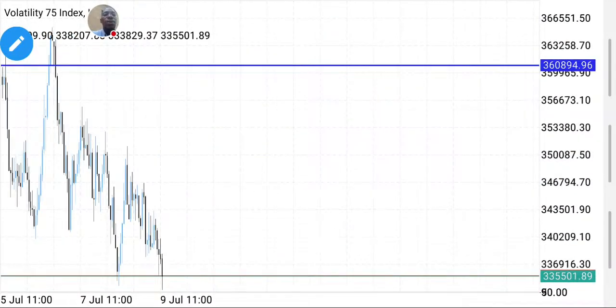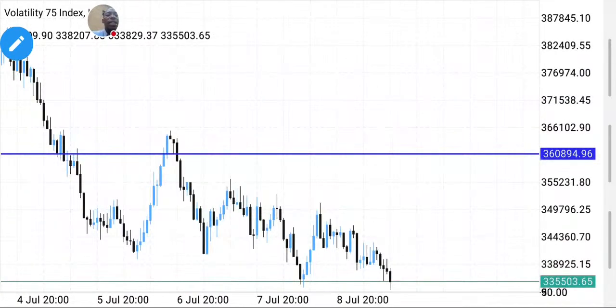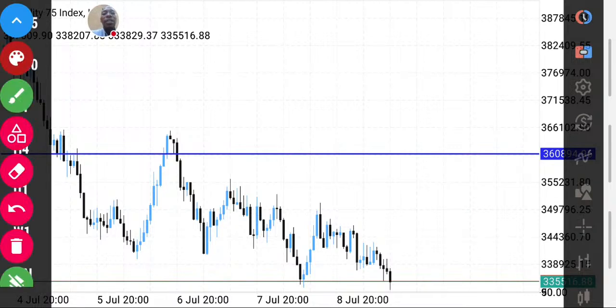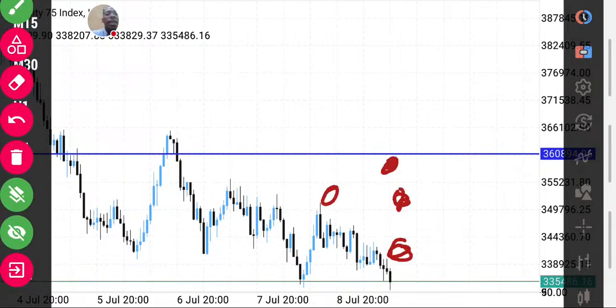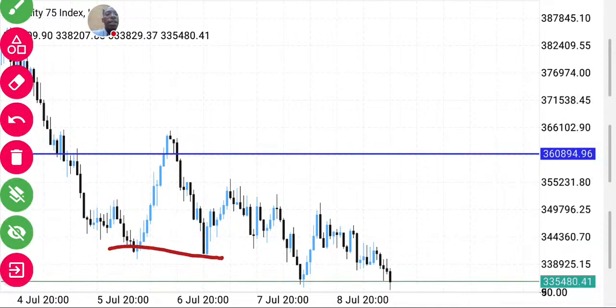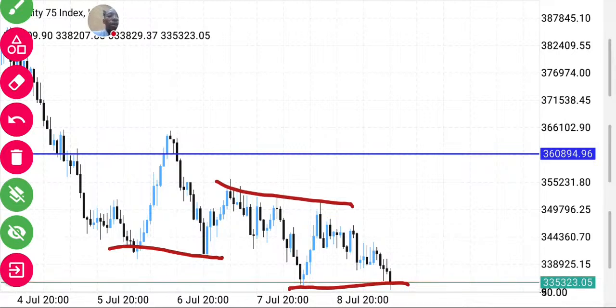We can see the market is making lower lows and lower highs, lower low and lower highs. If you can see it clearly here, guys, you can see the market structure that is forming here. This is a low, this is a high, this is also a low. So there are possibilities here before the market continues down.